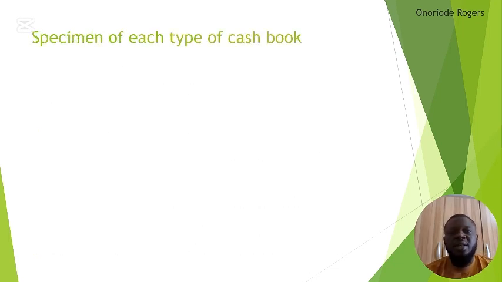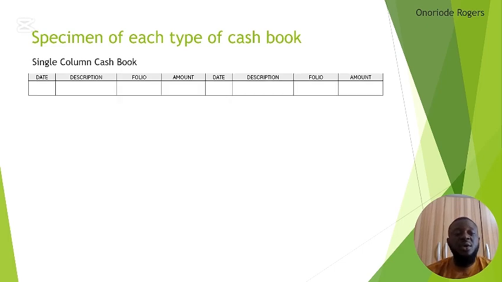Let's look at the specimen of the cash book. You have the single column cash book, which we have treated before. You have the column for date, description, folio, amount on the debit side, and the same thing on the credit side. The column for amount is what determines whether it's called a single column or a double column cash book. So this one is a single column cash book.